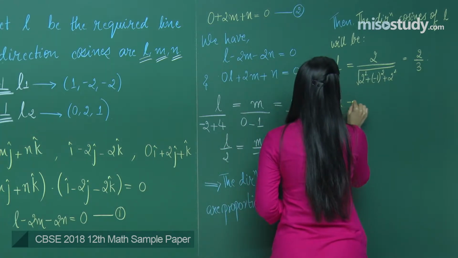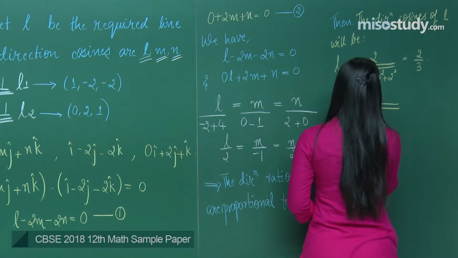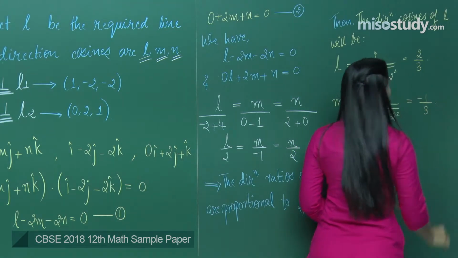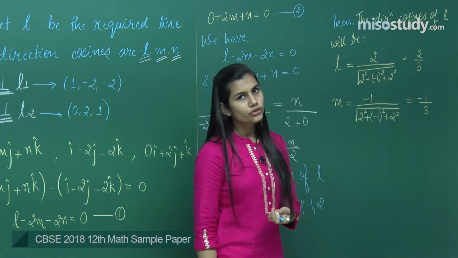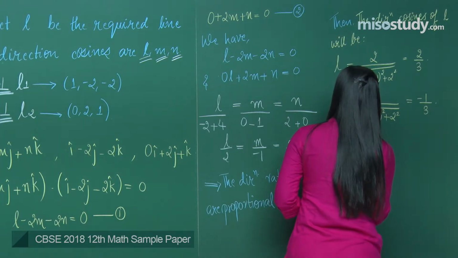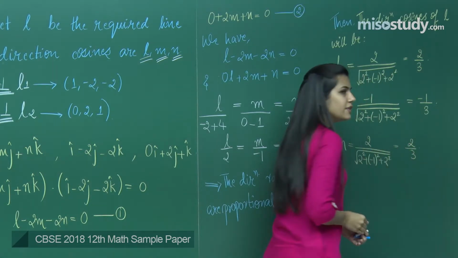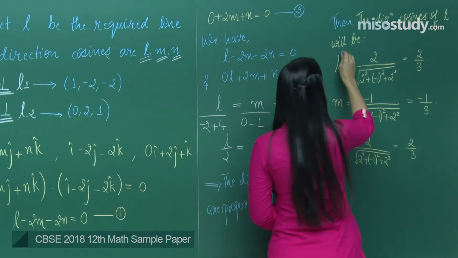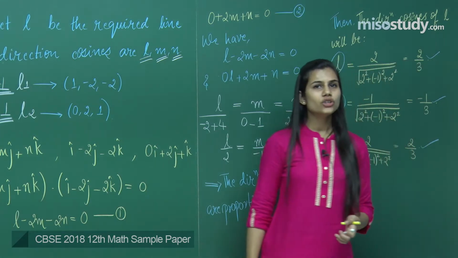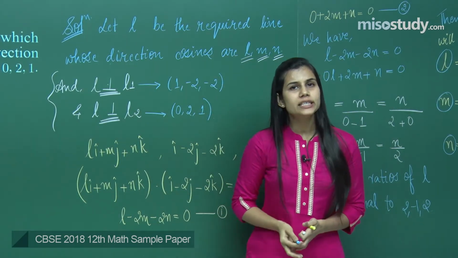If I talk about m, m will be minus 1 upon under root 2 square plus minus 1 square plus 2 square, which is minus 1 upon root 9, which is minus 1 upon 3. Next is n. N is again 2 upon under root 2 square plus minus 1 square plus 2 square, which delivers you with a 2 by 3. And so you have with you the values of L, M and N, which are your respective direction cosines of the line L. That's how you deal with this question.